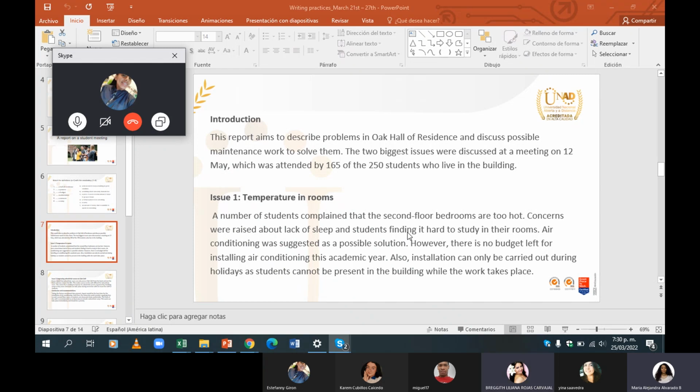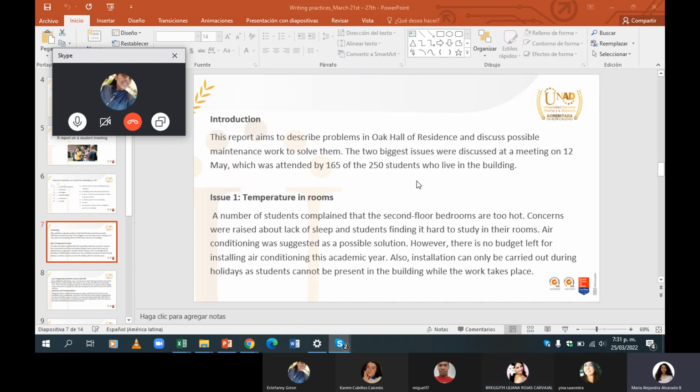Issue 1. Temperature in rooms. A number of students complained that the second floor bedrooms are too hot. Concerns were raised about lack of sleep and students finding it hard to study in their rooms. Air conditioning was suggested as a possible solution. However, there is no budget left for installing air conditioning this academic year. Also, installation can only be carried out during holidays as students cannot be present in the building while the work takes place.